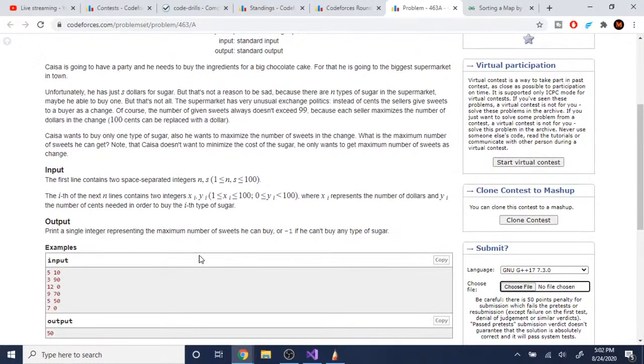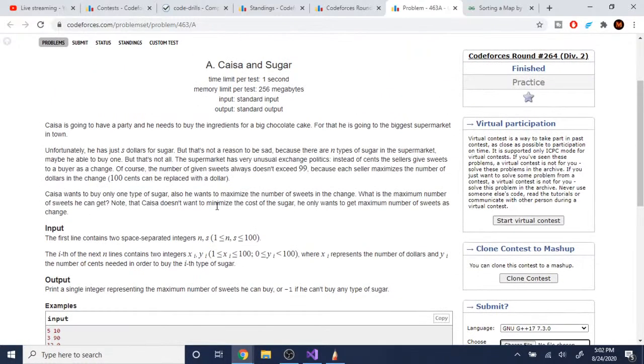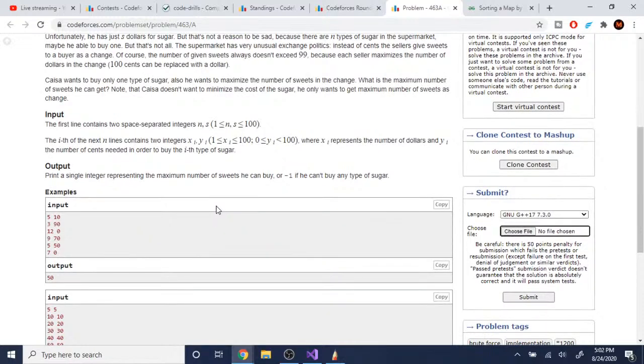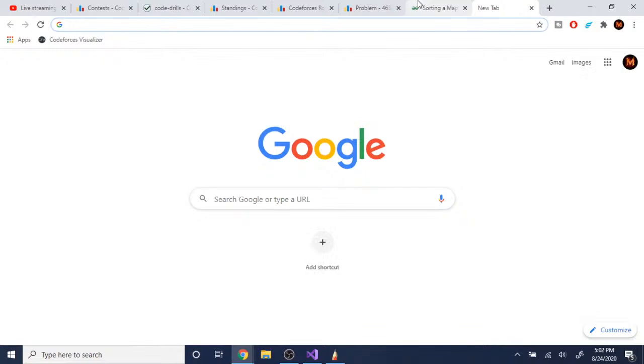The reason why I'm solving problems for 4 hours is because I have not been solving problems in ages. So this is a good way to keep my mind mentally sharp. Also, let's look at Code Visualizer.